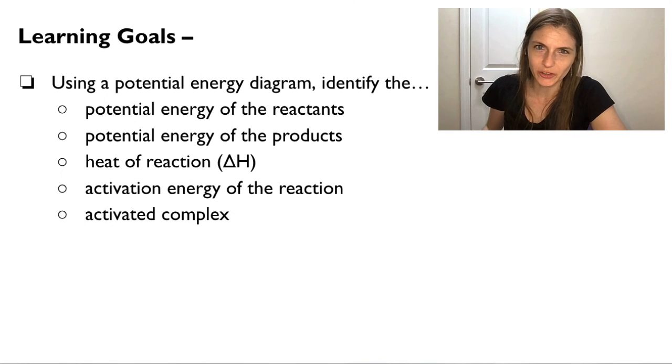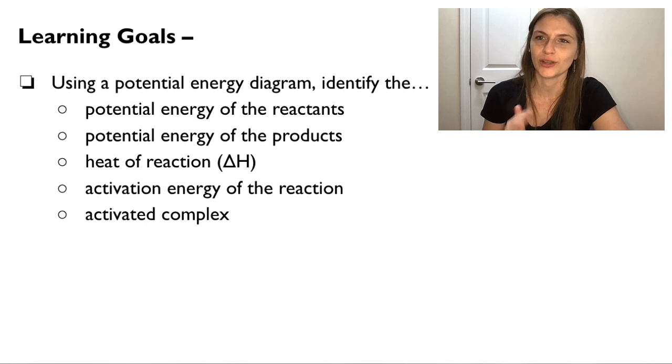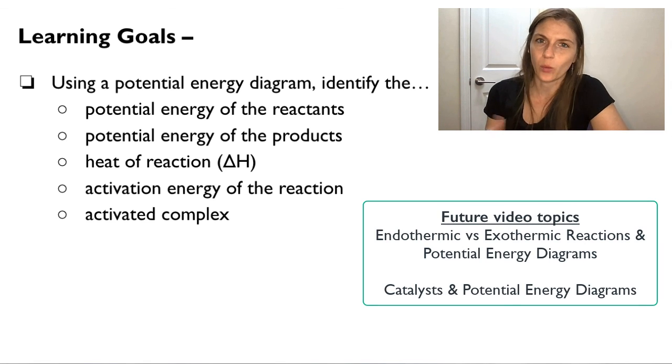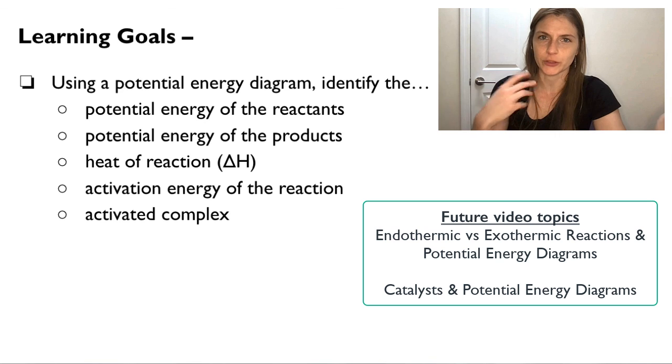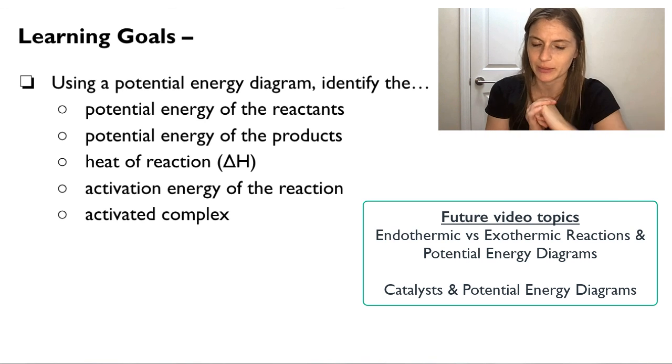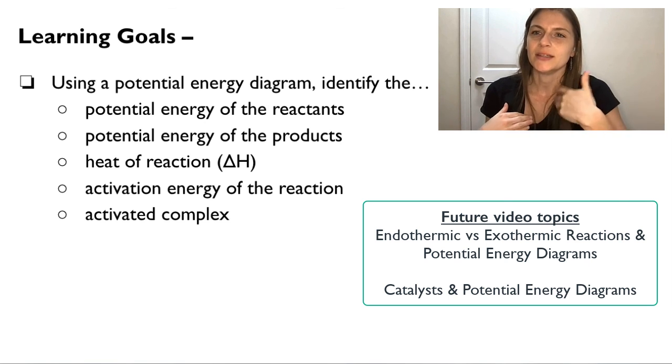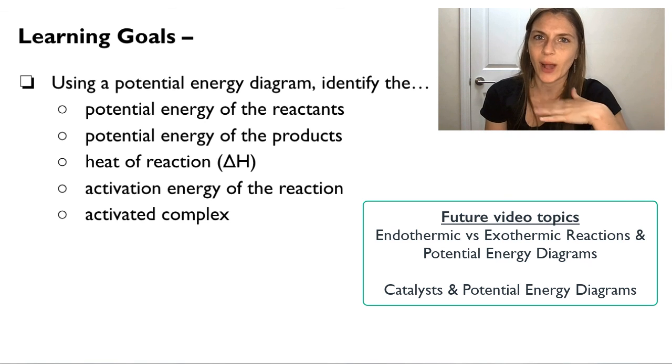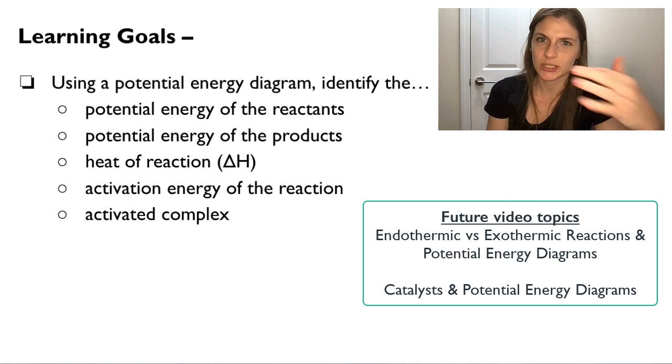Let's check back in on our learning goals. It's a lot in this video, but hopefully you feel confident looking at a potential energy diagram and labeling the different components. In the next video, we're going to talk about what makes a reaction exothermic versus endothermic on a potential energy diagram, and we'll also use table I of your reference table to do that. And then, in addition, in a future video, we will look at how adding a catalyst changes the activation energy hump of a reaction.